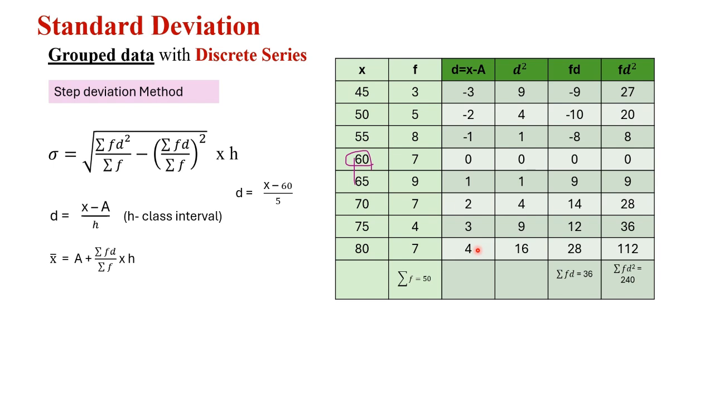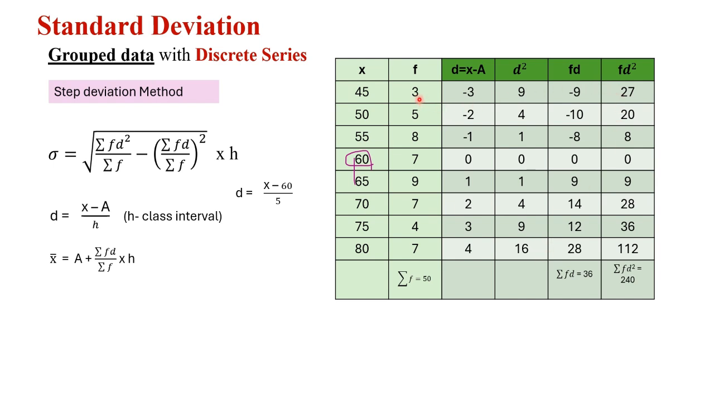When we observe the pattern, d value corresponding to assumed mean will always be 0, and all the d values above it will be decreasing: minus 1, minus 2, minus 3, etc. Similarly, all the values of d below will be increasing: 1, 2, 3, 4, etc. Find the d square: minus 3 square is 9, minus 2 square is 4, minus 1 square is 1, 0 is 0, 1 is 1, 2 square is 4, 3 square is 9 and 4 square is 16.